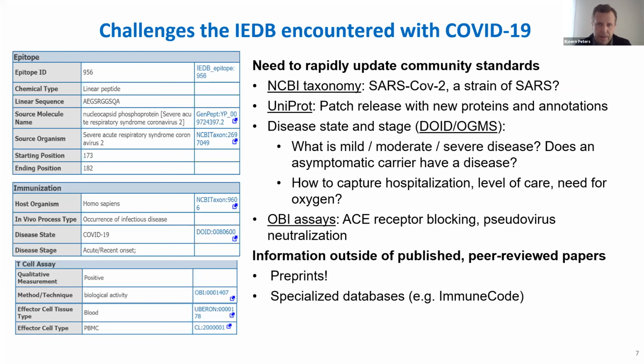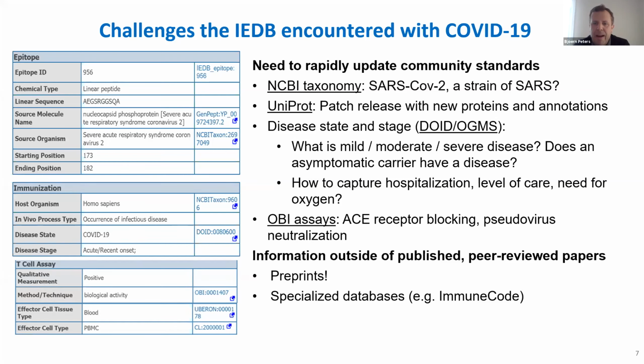UniProt had a great patch release with new proteins and annotations, but we were not set up for dealing with such a patch release. We were having the regular disease timeframe, then there were disease states and stages. Everybody talks about mild, moderate, and severe disease, and it's completely unclear what that means. Different people have different standards for that, and actually use things like hospitalization, level of care, need for oxygen, and those kinds of things that we haven't been capturing, but that really seem critical.